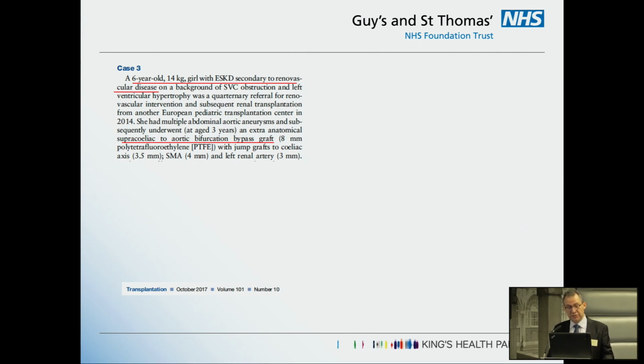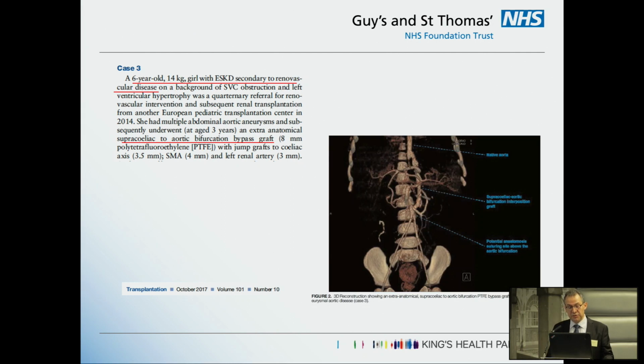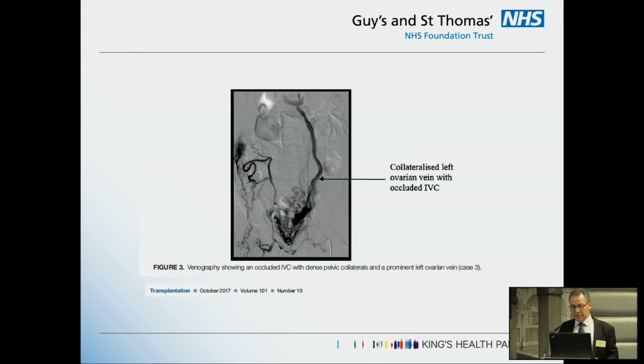He was a 6-year-old with a previous supraceliac to distal aorta bypass, which you can see. Let me see if I can show it here now. So that's the graft there. It's only a little bit of aorta left at the bottom to use, so we utilized that. And from the venous side, the only vein really was the left gonadal vein that was draining into the left renal vein. You can see it there.